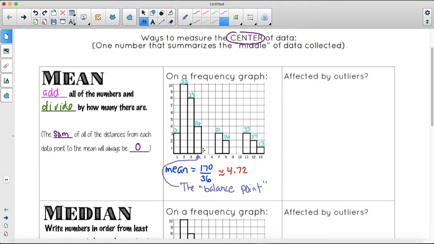So we have it about the middle of our graph, even though it looks like there's more data on the left than there is on the right. 4 would be about in the middle of the entire amount of data.